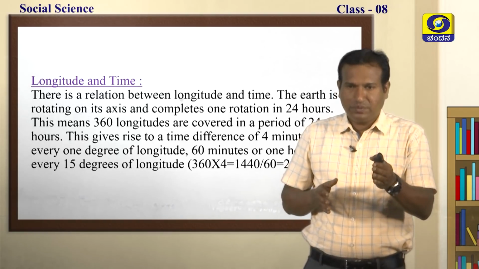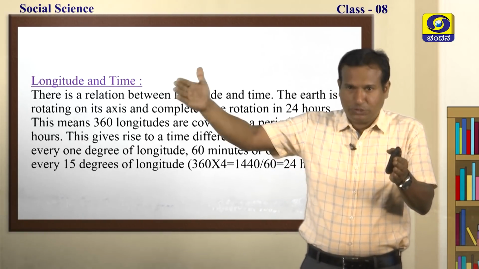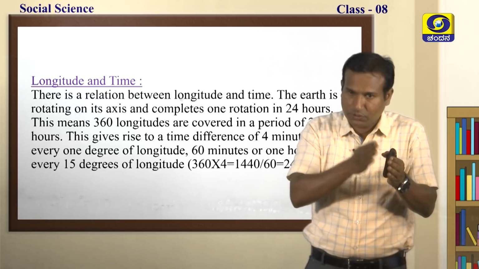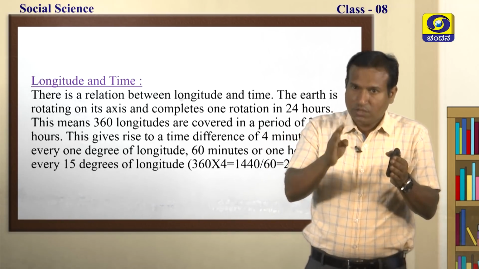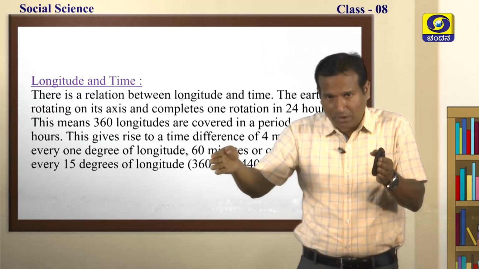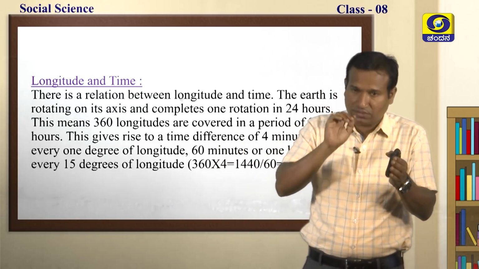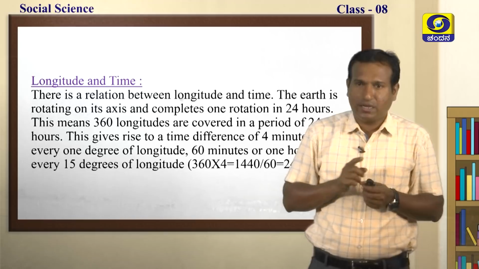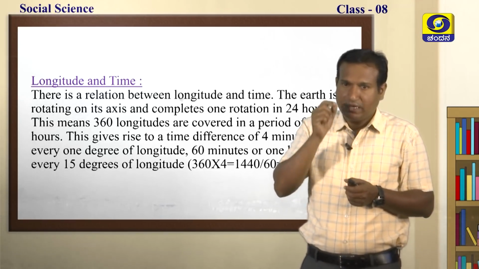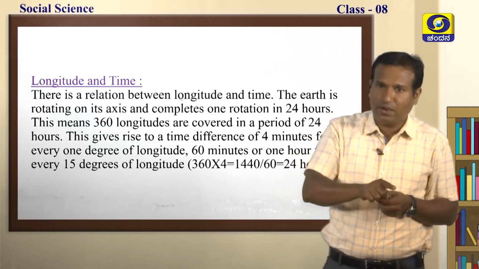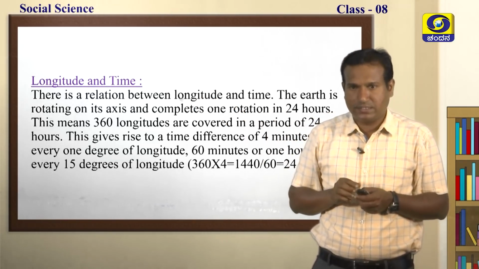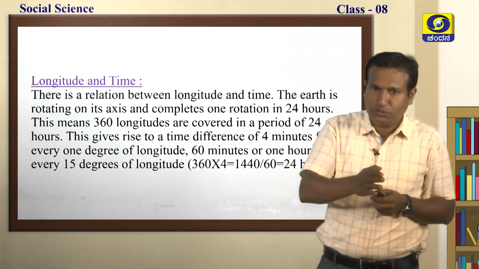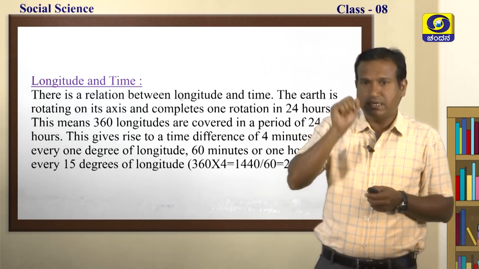Try to understand: to pass from one longitude to another, you take 4 minutes. From one longitude to the second, you take 4 plus 4, 8 minutes. Likewise, if you go from one longitude to 15 longitudes, you will take almost 60 minutes. If you take 60 minutes to travel from one longitude to the 15th longitude, that is called zonal time. If you take the time from one longitude to another longitude, that is called local time.